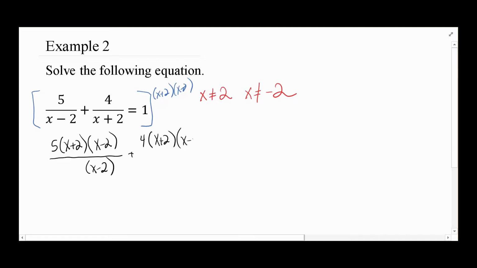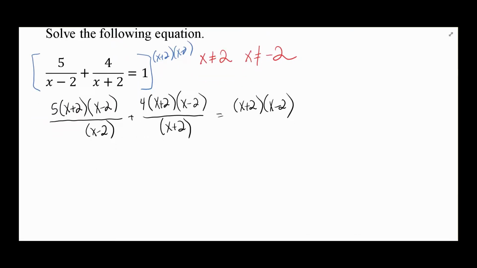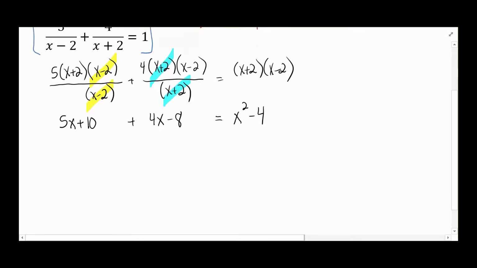And so we do that by putting stuff into the top that's going to divide out with the stuff that's in the bottom. So we're multiplying both sides of the equation by x plus 2, x minus 2. And we can see that x minus 2's divide out in the first fraction, x plus 2's divide out in the second fraction. So now in our first fraction, we can just distribute the 5 across to get 5x plus 10. And in the second fraction, we can distribute the 4 to get 4x minus 8. And on the right-hand side, that's a difference of squares, and we have x squared minus 4.